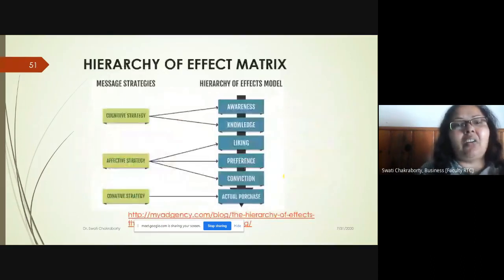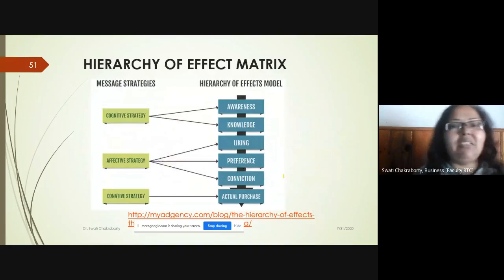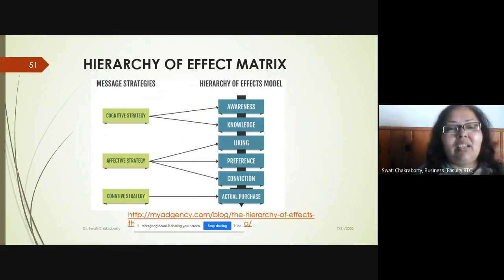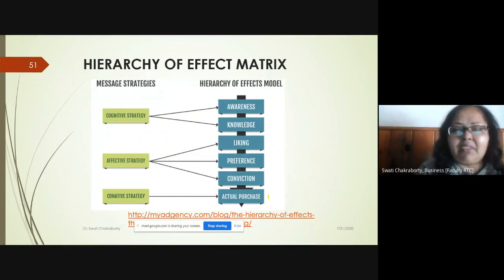So the hierarchy of effects is a mix of the different types of message strategies. If you see for cognitive, it talks about awareness and knowledge. For affective strategy, it talks about liking, your preference, your conviction, you're addicted to it. Whereas connective strategy is actual purchase. This is the most important thing, where you ensure that your consumer is actually purchasing it. In other cases, they may or may not purchase, but connective is where your customers will actually purchase.